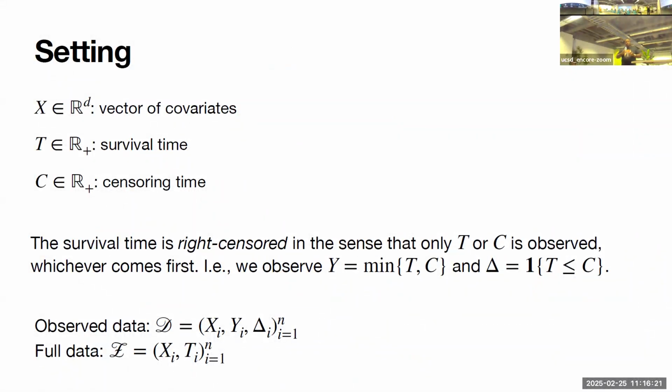Let's jump right into what this means statistically. So I'm going to use the following notation. X will be a vector of covariates that will be used to build a prediction rule. T is survival time of interest, and C is time to censoring. Okay, so survival time is right censored in the sense that only T or C is observed, whichever comes first. That's what it means to be censored.